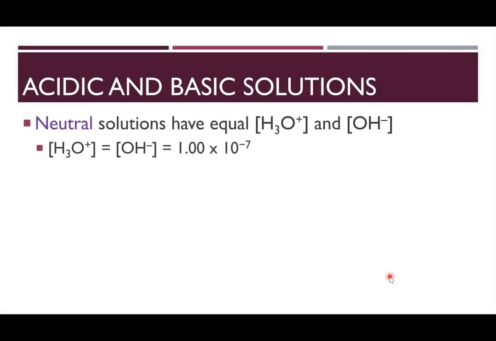So in a neutral solution, we would have equal amounts of hydronium and hydroxide. And this is what we see in water. If we have equal amounts of hydronium and hydroxide, that must mean they each equal 1.0 times 10 to the negative 7. How do I know this? Well, it's pretty easy algebra. Let me grab my stylus here.